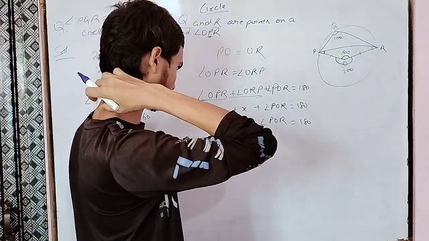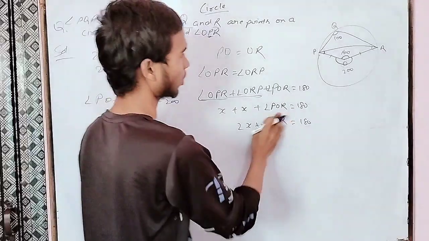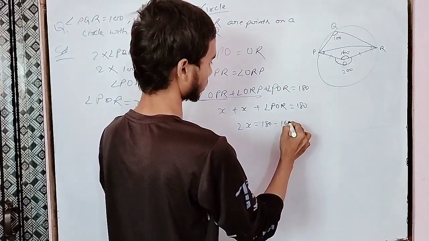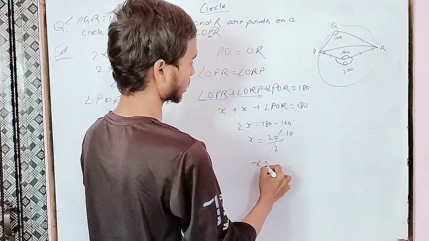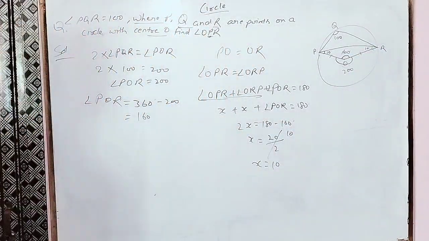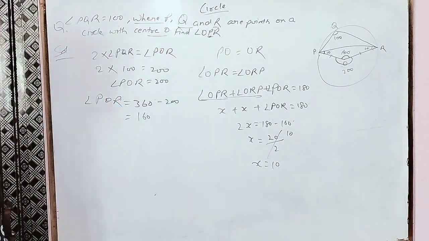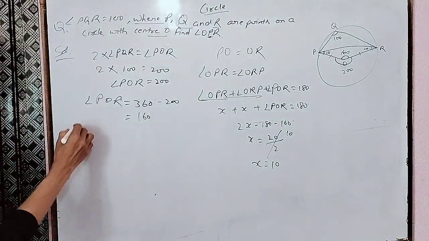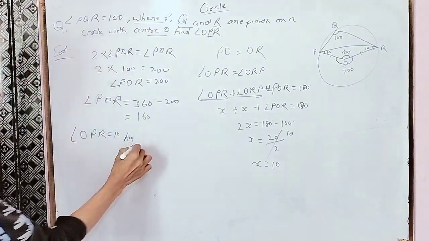So here POR we know is 160. So it will be 180 minus 160, so it will be 20 upon 2. X is 10. It means this is 10 and this is also 10. So the value of angle OPR is 10. You can write OPR is 10. This is the answer.